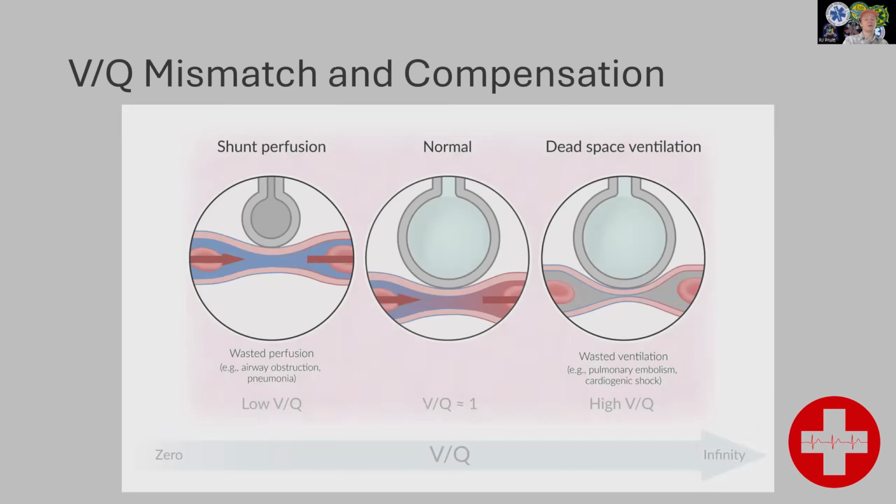Go to the next slide. There we go. So VQ mismatch. There are two kinds of ways that we can be mismatched on our VQ. We're really only going to worry about one today.